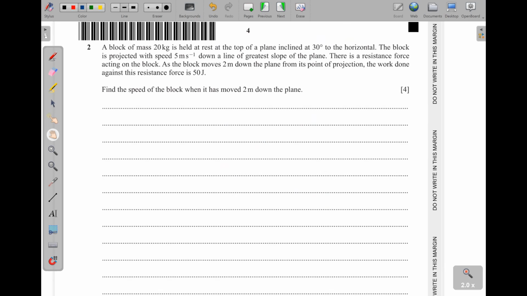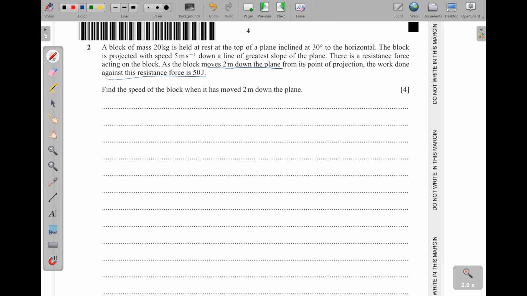Question 2. A block of mass 20 kilograms is held at rest at the top of a plane inclined at 30 degrees to the horizontal. The block is projected with speed 5 meters per second down a line of greatest slope of the plane. There is a resistance force acting on the block. As the block moves 2 meters down the plane from its point of projection, the work done against resistance is 50 joules. And then they're saying find the speed of the block when it has moved 2 meters down the plane.